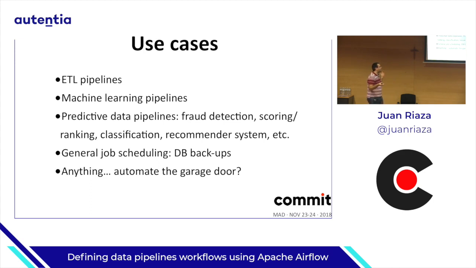I mean, why not just automate your home's garage door or whatever? It's just a workflow orchestrator. So it could be anything, not just ETLs.